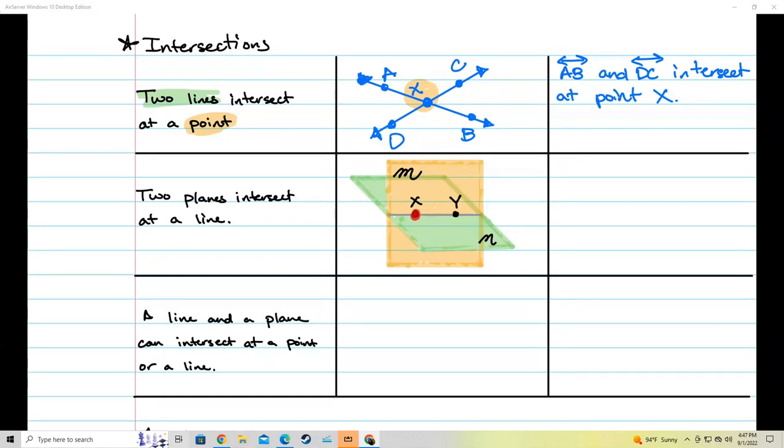Point X is definitely on this orange plane, and point X is also on the green plane. So I can say that point X is in the intersection of plane M and plane N. Similarly, I can also say that point Y is on the orange plane, which means it's on plane M, and it's also on the green plane, so it's also on plane N. So these 2 points are on the intersection of the 2 planes.